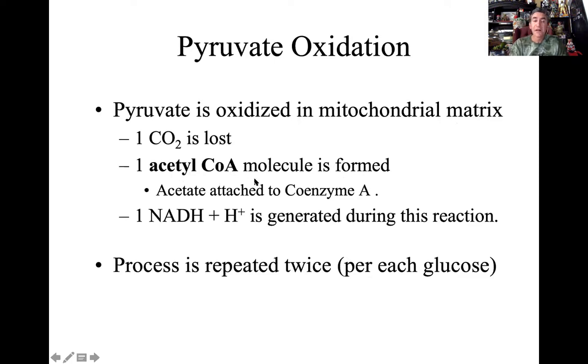What is acetyl-CoA? It's an acetate attached to a coenzyme A, and we generate an electron transporter. And since we have two pyruvates, remember we broke one glucose in half, so we have two pyruvates, this process is repeated twice for the second pyruvate that comes in. And if you look at that, I hope that makes sense.